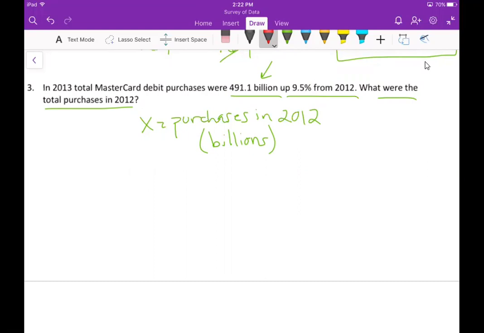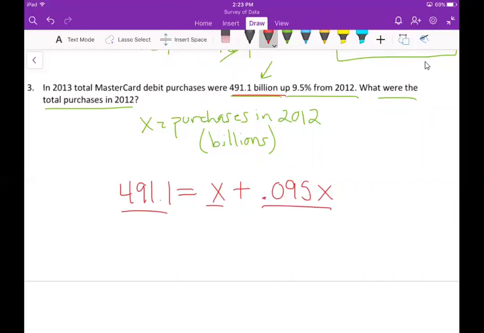In 2013, the sales were 491.1. That is up 9.5% from 2012. That means we have our 2012 sales, and now that this time it's up, we're going to add in a percentage of those sales, specifically 9.5%, which as a decimal is 0.095 of those sales. So we had the sales in 2012, they went up by a percentage of those sales to be our new sales in 2013. All right, so if the sales went up, we're looking for X to be less than 491.1. Let's see if we can get that.